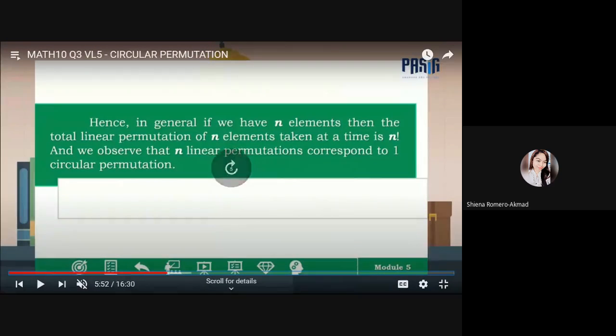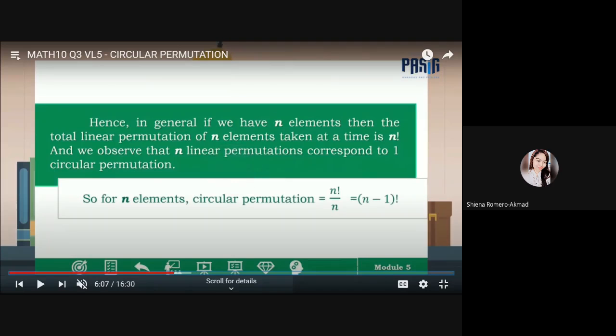Like for example, kunwari in-arrange ko si ABC. I-arrange ko sila in a table. I-assign ko si A as the starting point. So siya, kahit saan siya pumwesto, basta sa kanya magsisimula. If we do that, I have to subtract 1. Magbabawas ako ng isa dun sa number of elements ko. Kung tatlo sila, 3 minus 1, that's 2. And 2 factorial is equal to 2. Meaning there are 2 arrangements.